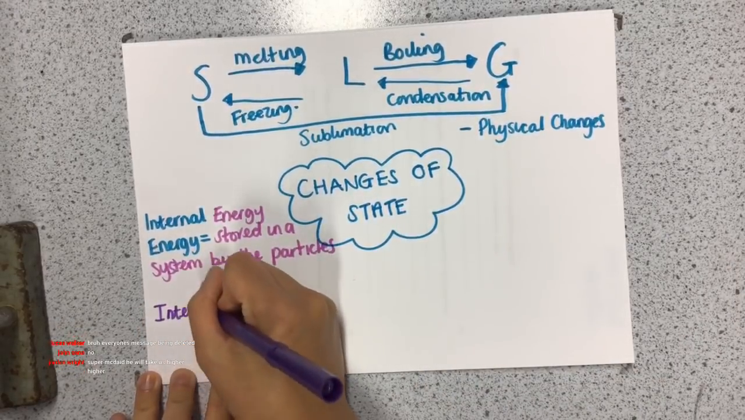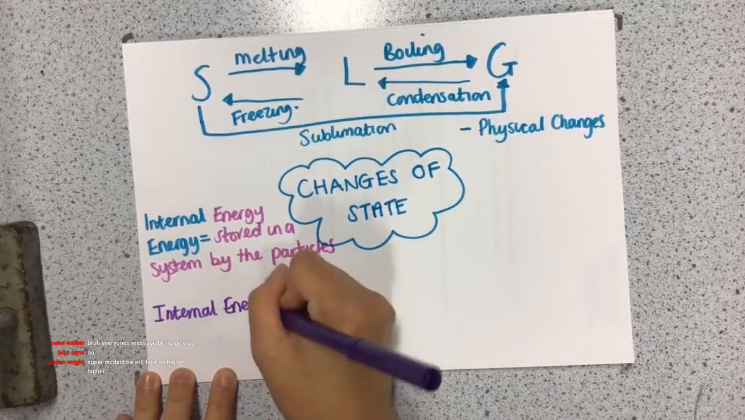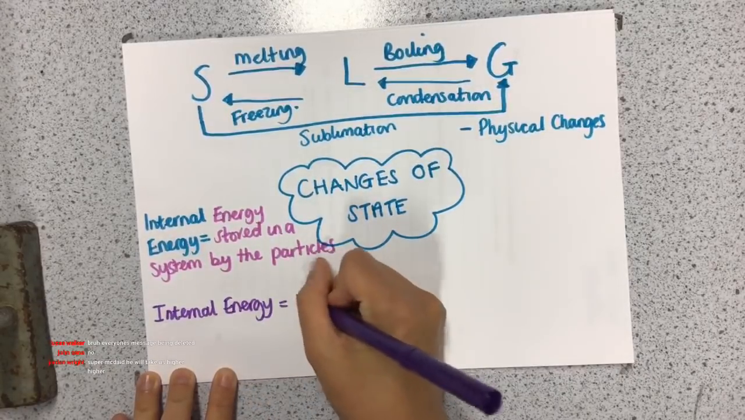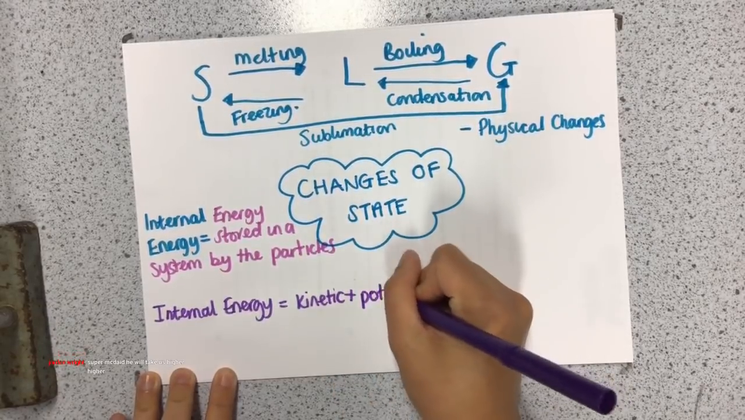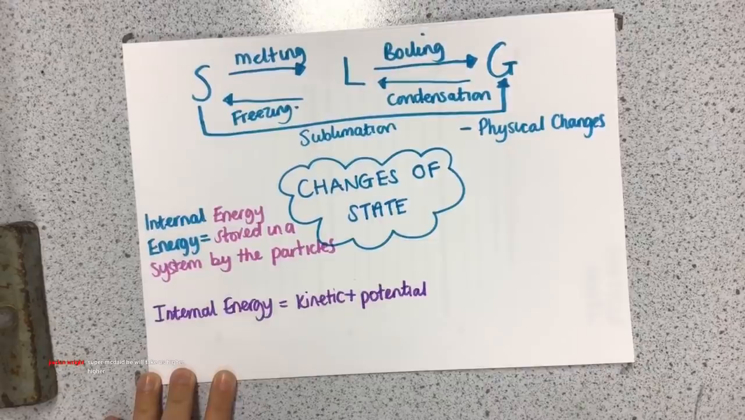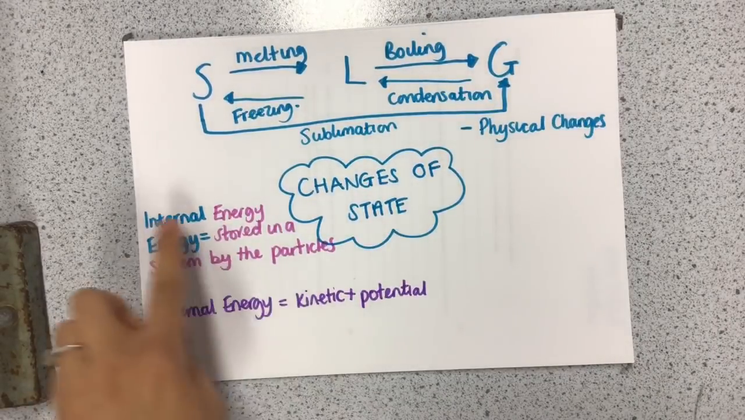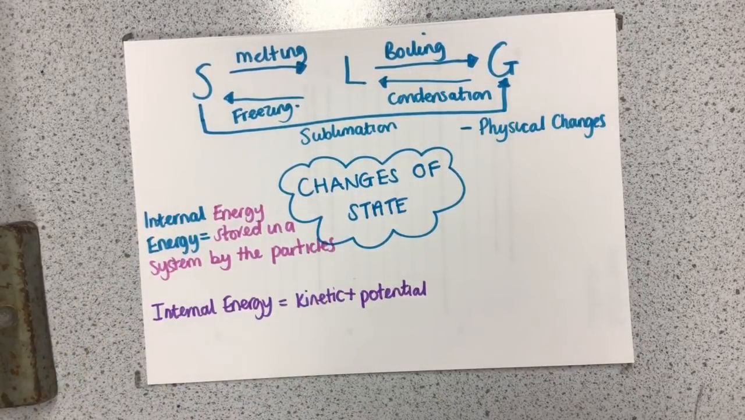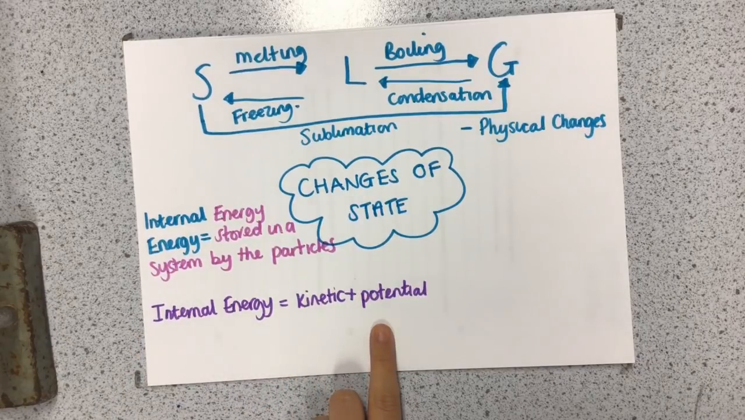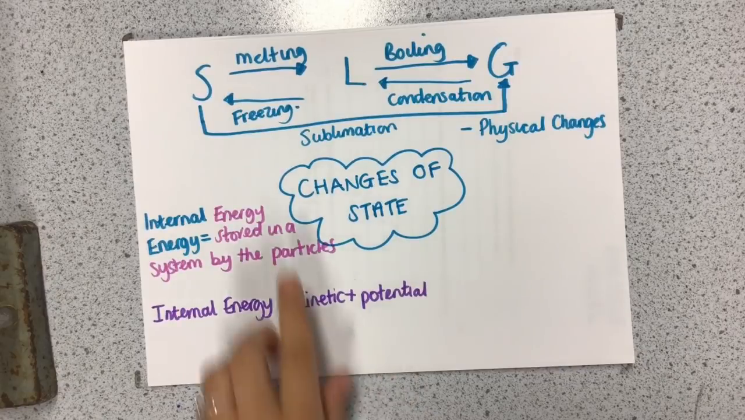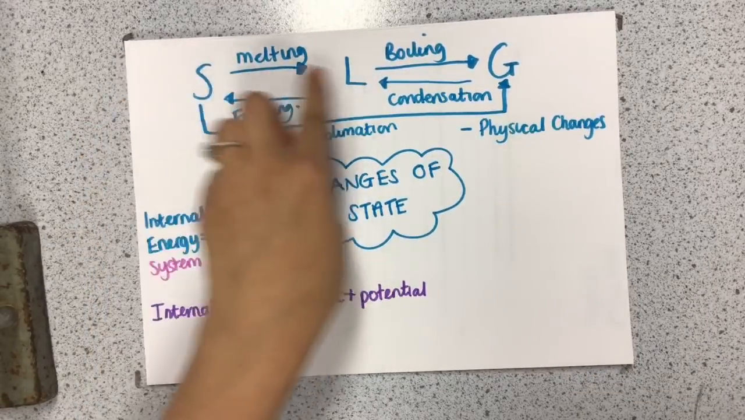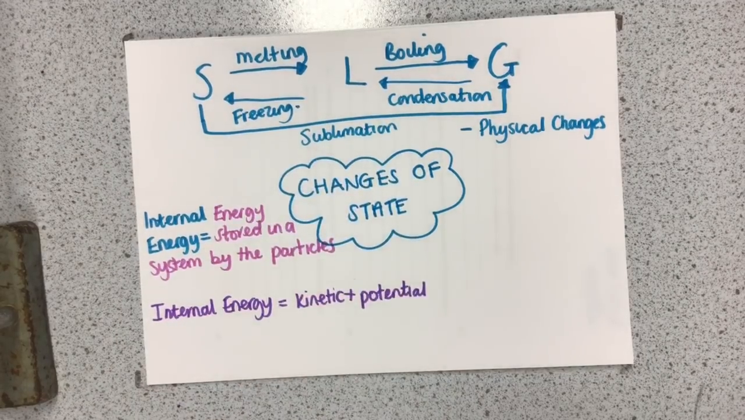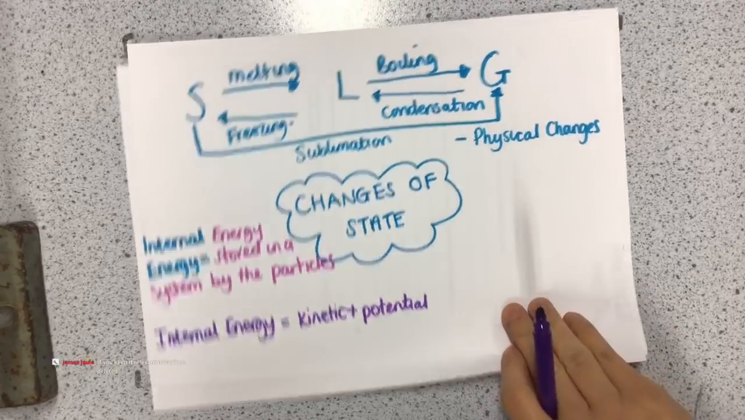Internal energy is the kinetic energy plus the potential energy of all the particles. Okay, so the internal energy is the energy stored in a system by the particles, and to work out your internal energy, it's the kinetic plus the potential. So one question that we'll see in a minute is a liquid would have a greater potential energy because more energy for the change of state is needed to break the bonds, or to break the forces.